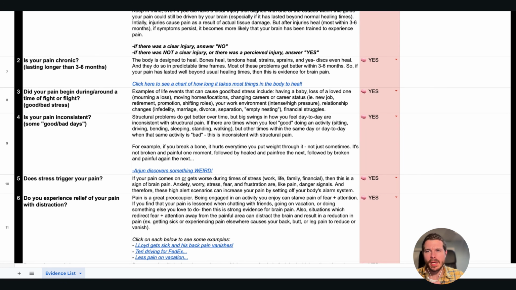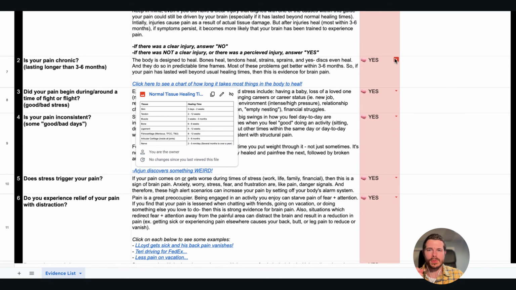And so if you're still in pain beyond 6 months, then you have to ask yourself, why is it that my body is not healing? Or is it possible your body is healing, but your brain has been trained to experience symptoms? Interesting. You can actually learn to experience pain. So, if your pain is chronic, longer than 6 months, we'll define that as, to be clear, we'll say yes.